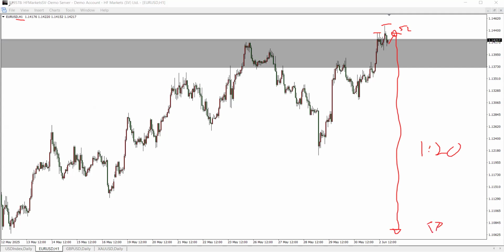It could even be lower if I switch back to the daily time frame. But this is just to show you based on these lows here. That's why I just picked this here. Based on these lows here, this is a fantastic trade on the Euro USD.